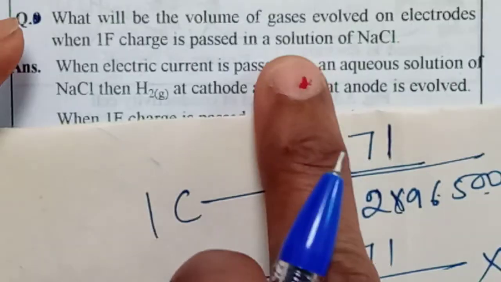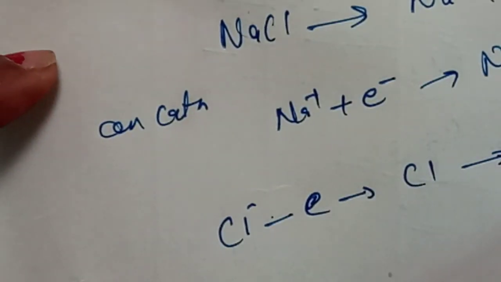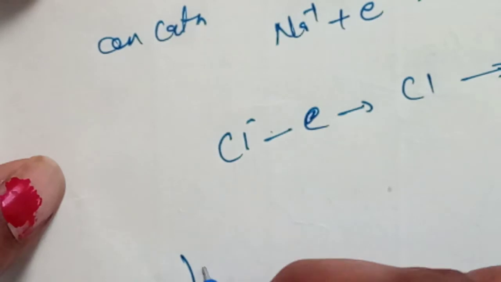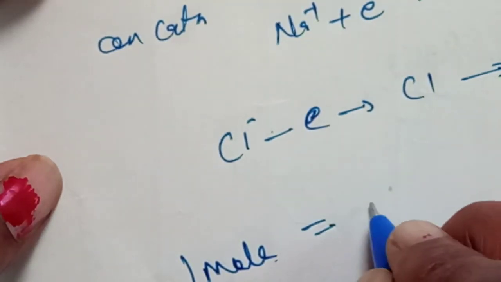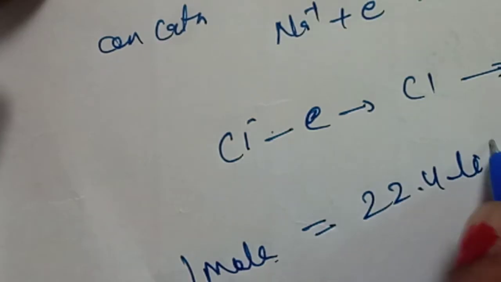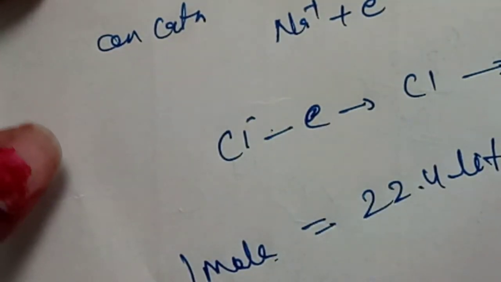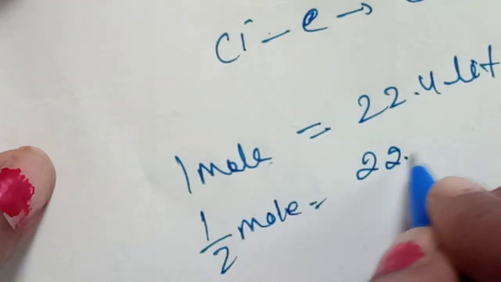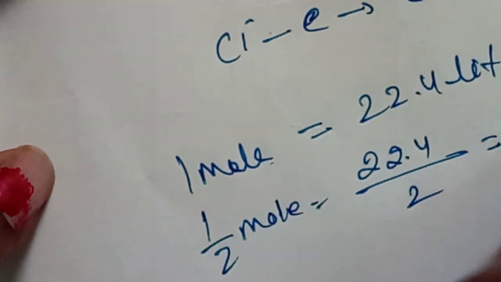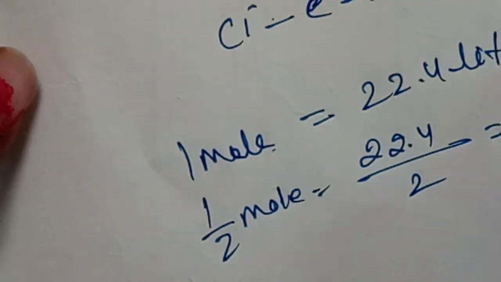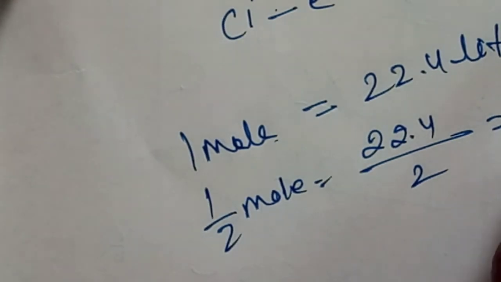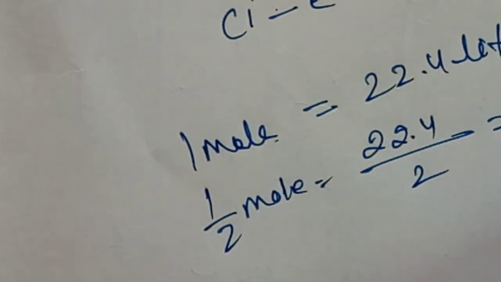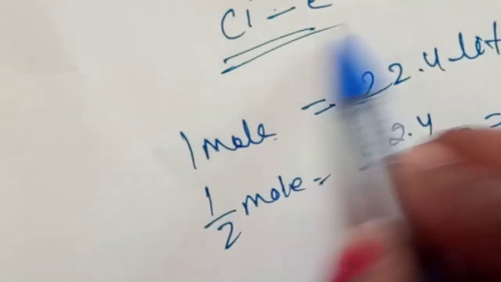Okay, the question is about gas evolved on electrodes. Now at the anode Cl2 gas is evolved, half mole. 1 mole is equal to 22.4 liters at STP, so half mole will be equal to 22.4/2 is equal to 11.2 liters at STP. This means half mole of Cl2, or 11.2 liters at STP, is evolved at the anode.